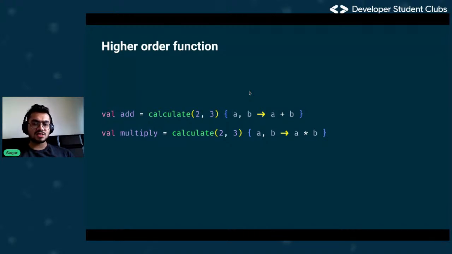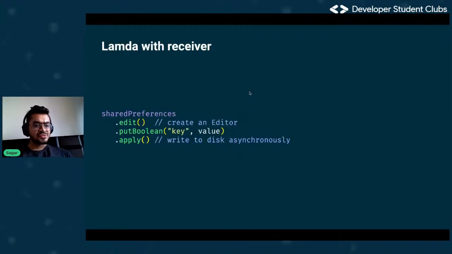If the last parameter of your function is accepting another function, you can skip the parentheses and declare it outside. This is known as trailing lambda, and it is concise and easy to read, and you can clearly tell what is happening here. So the first one is adding two numbers, and the second one is multiplying two numbers.